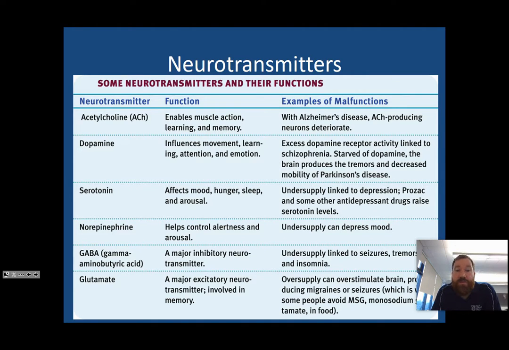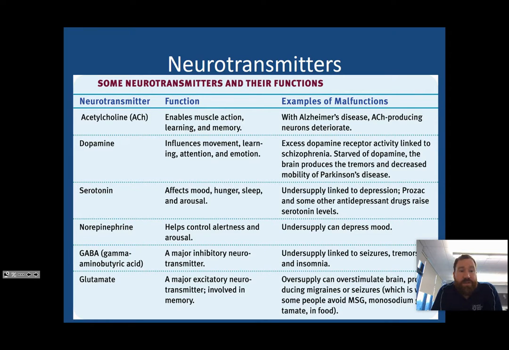And finally, glutamate, that's really associated with memory. An oversupply can actually cause migraines, which is why some people try not to eat MSG, monosodium glutamate. People who are especially sensitive have reactions to that by finding it in food.